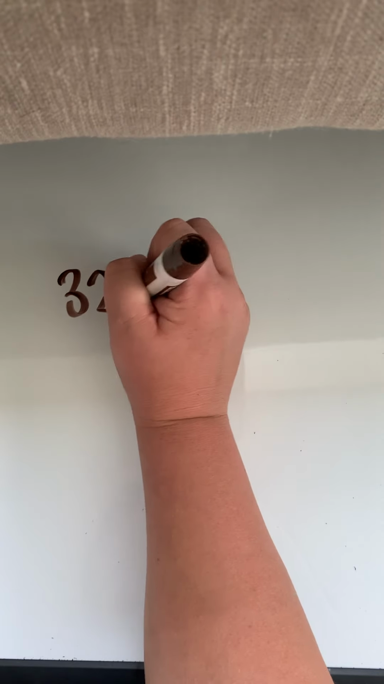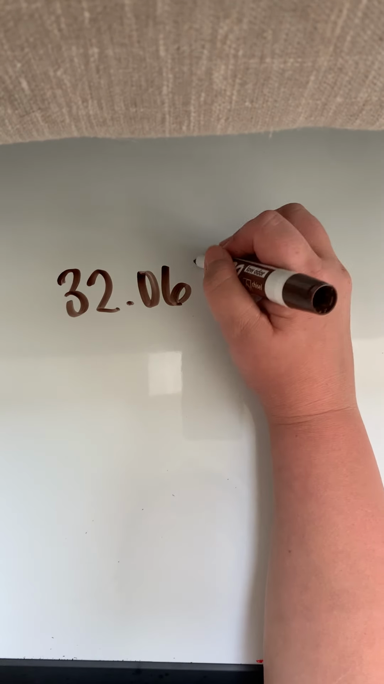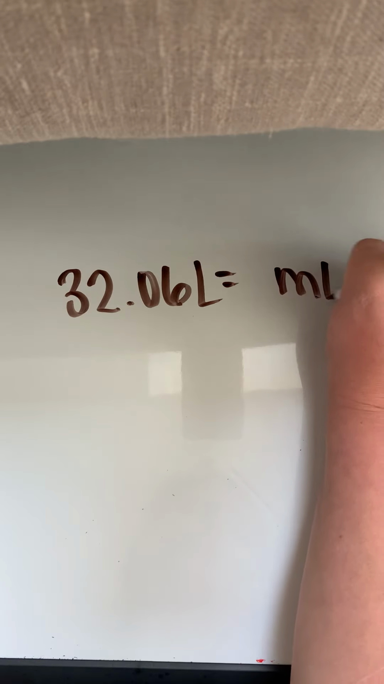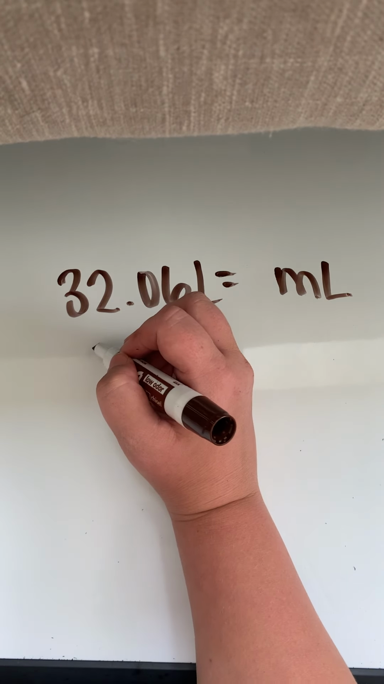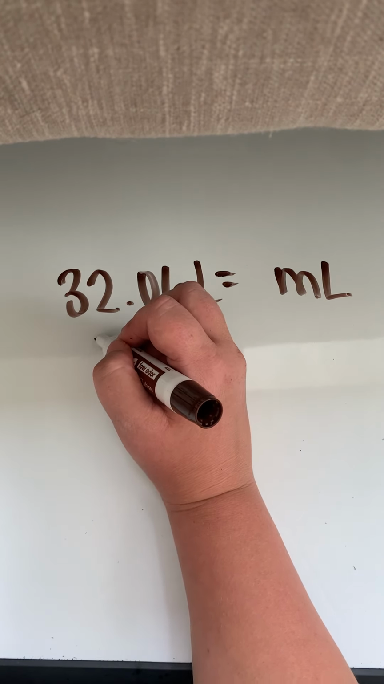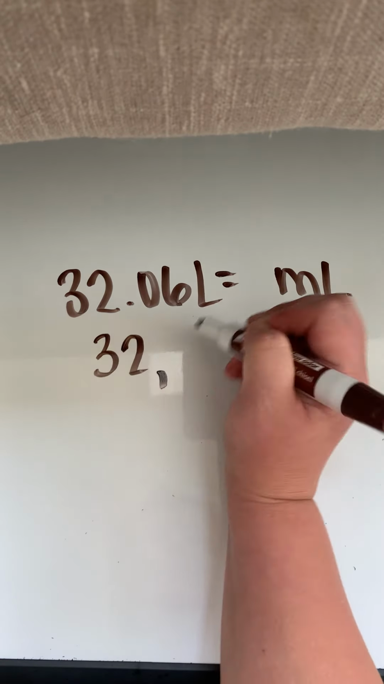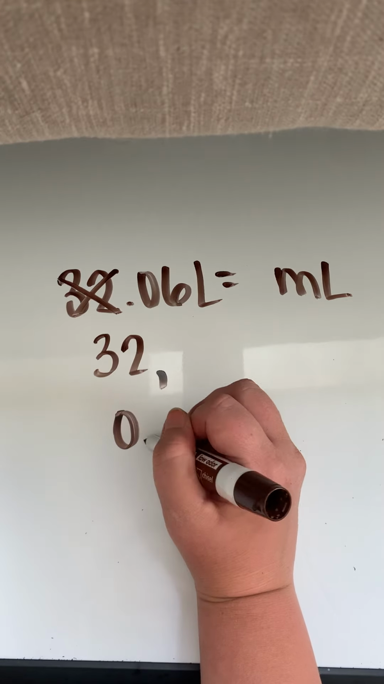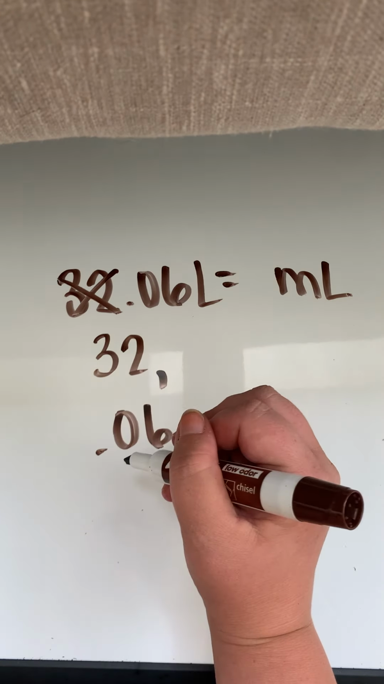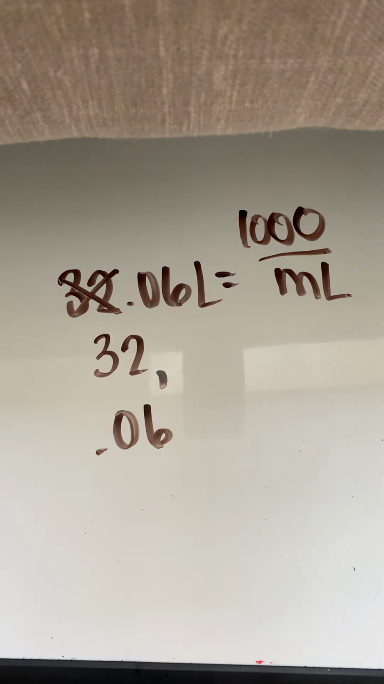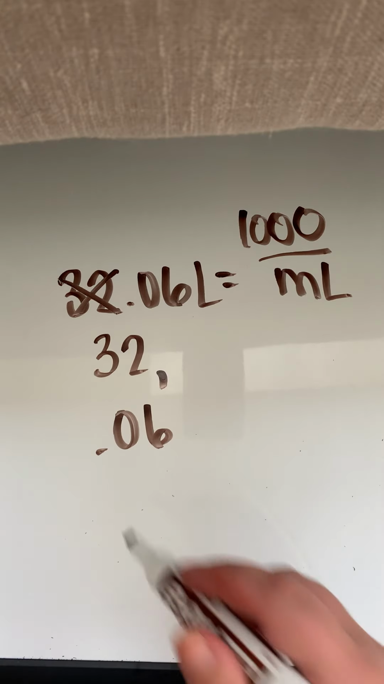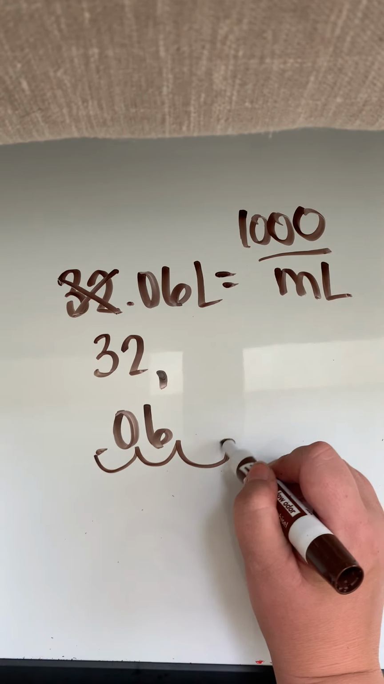Let's take a look at number 12 on the next page, on page 80. So we have 32 and 6 hundredths of a liter equals how many milliliters? I know that 1 liter equals 1,000 milliliters, so I'm going to write that. I've got 32,000 something. And I'm going to move this to the right 3 times because I know that there's 1,000 milliliters in a liter. 1, 2, 3.